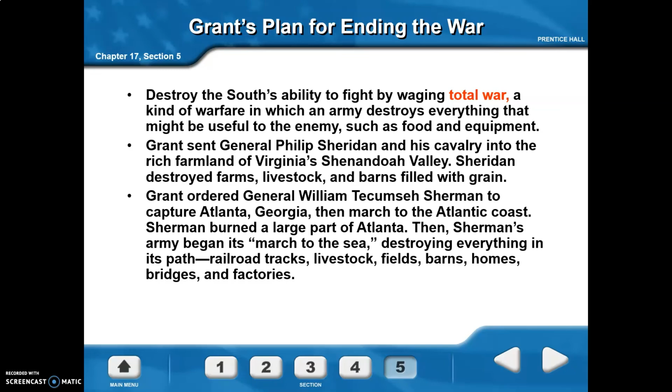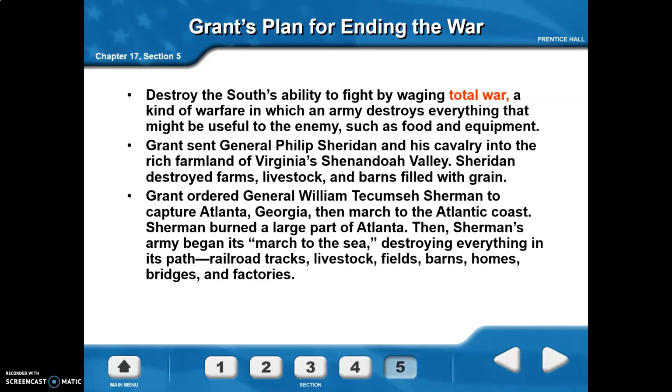And Grant also ordered General William Tecumseh Sherman to capture Atlanta, Georgia, then march all the way to the Atlantic coast, so going east. And along the way, again, you're using the total war plan. And Sherman, after he captured Georgia pretty easily, burned a large part of Atlanta. Then his army began what's called the March to the Sea.